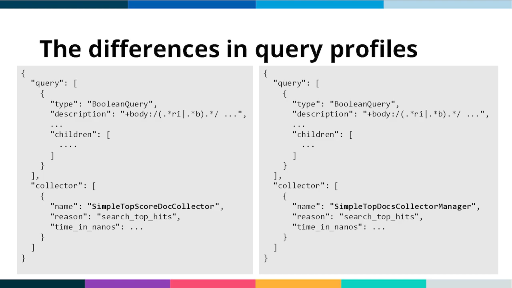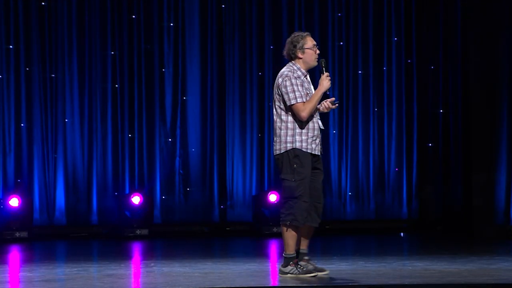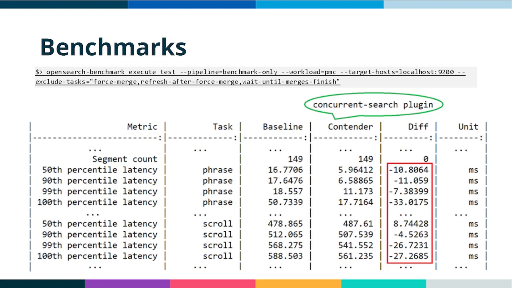On the left, you can see the old one, which we can call sequential traversal. You will see collector in the name. But on the right, which is concurrent segment traversal, you will see collector managers. This is the primary difference. The query section doesn't change at all. So let's get to benchmarks and see how the concurrent search plugin behaves. Again, I've run the OpenSearch benchmark tool on sample workloads. Force merges are off, so we keep as many segments.